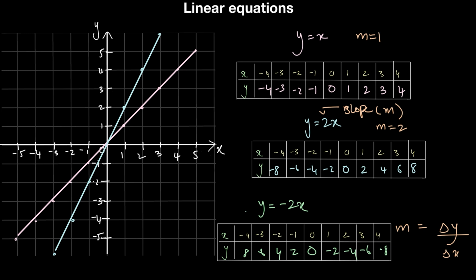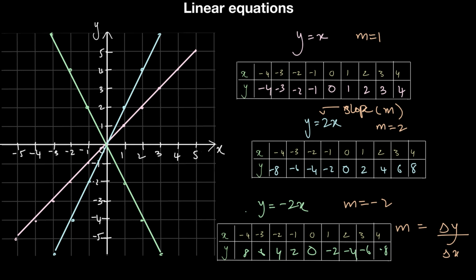And if I plot this graph, this is what the plot looks like. The slope here is the change in y over the change in x, and it is a negative slope. So if I compare the slopes, the slope here is m equals minus 2.